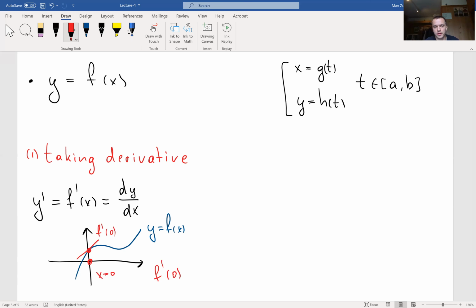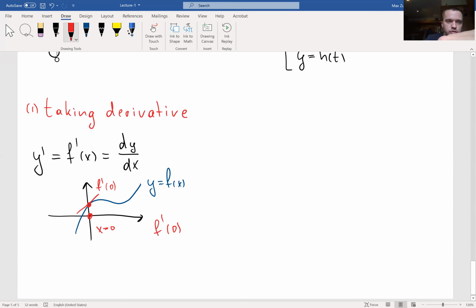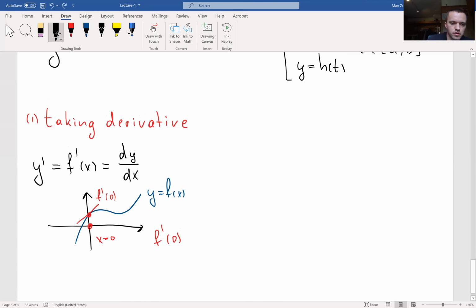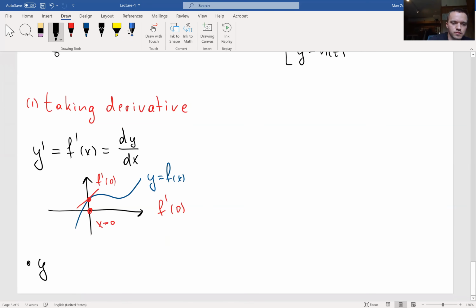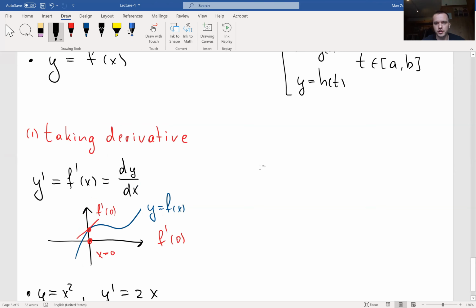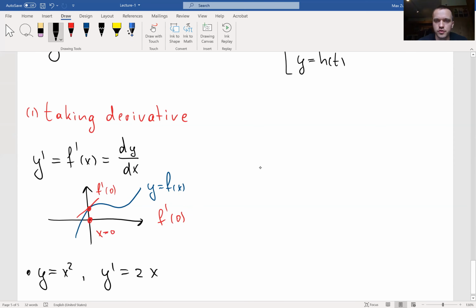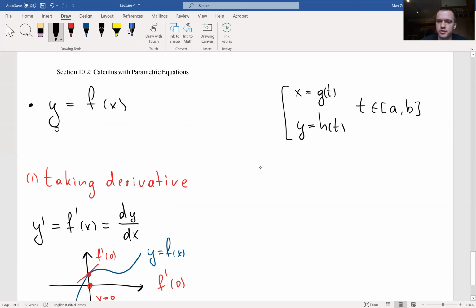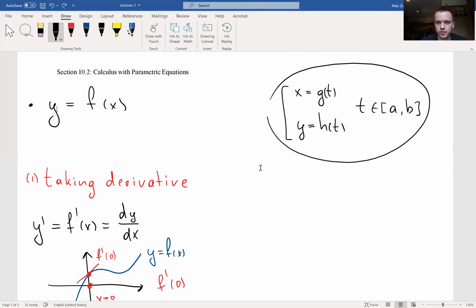But how do we find it right now? For example, if you have y is equal to x squared, then the derivative of your function is just 2x. But how do we find, for example, the derivative of the function if your function is given in terms of parametric equations? So the idea is the following.